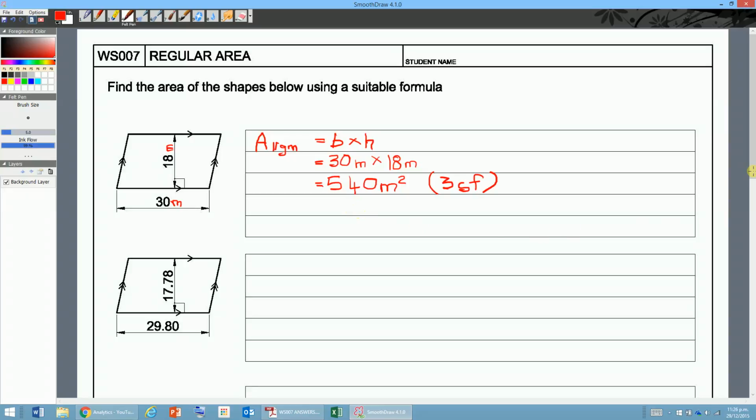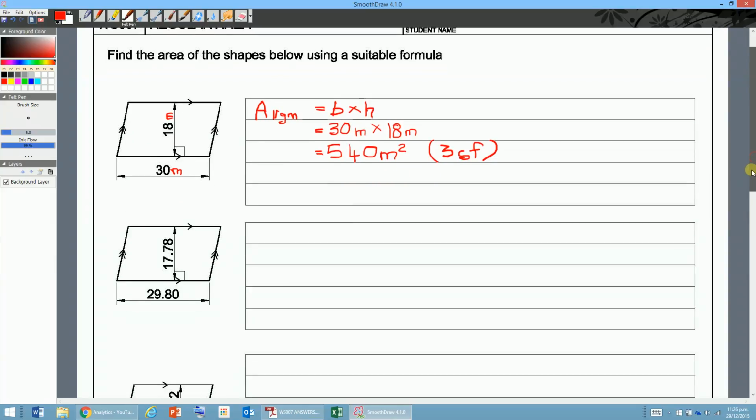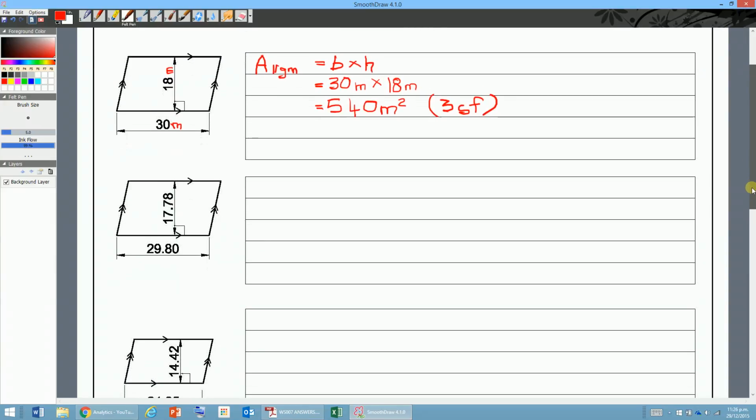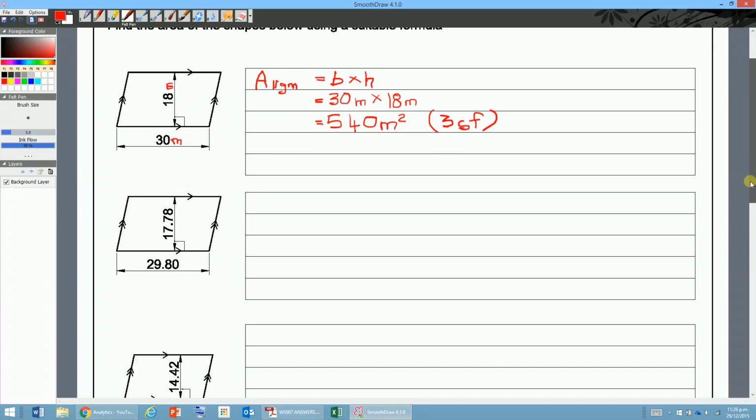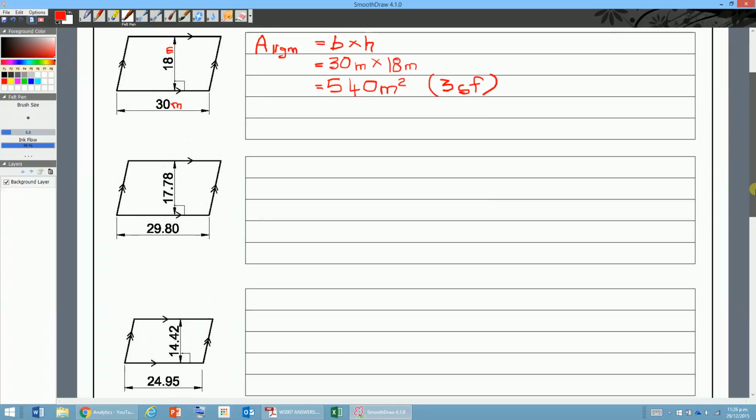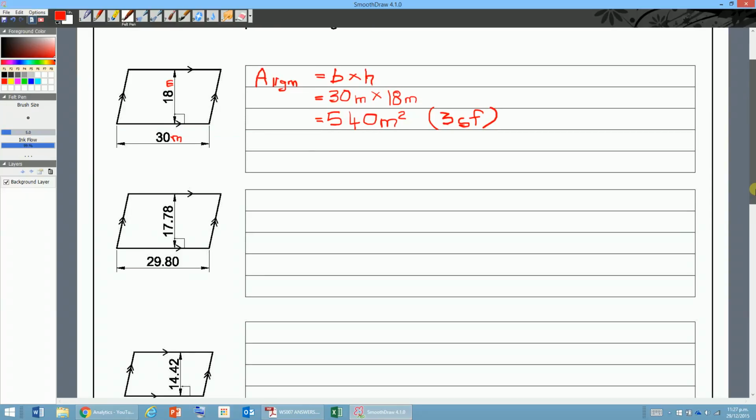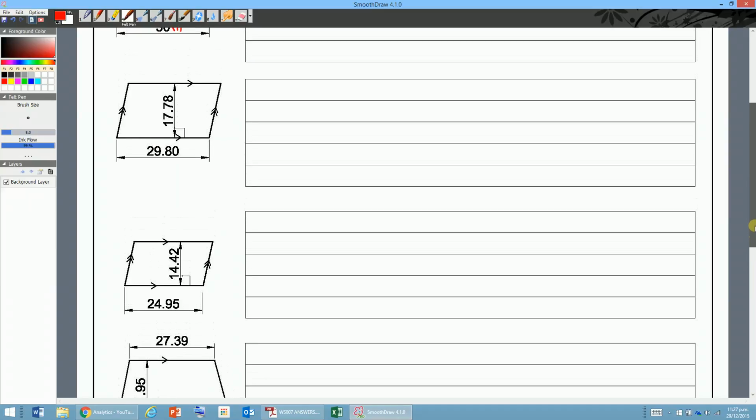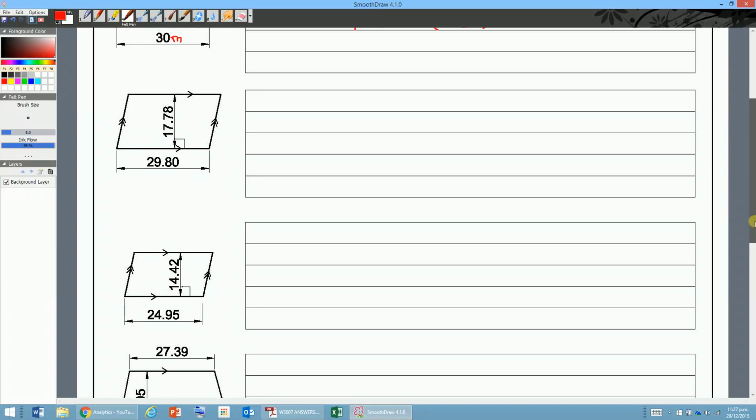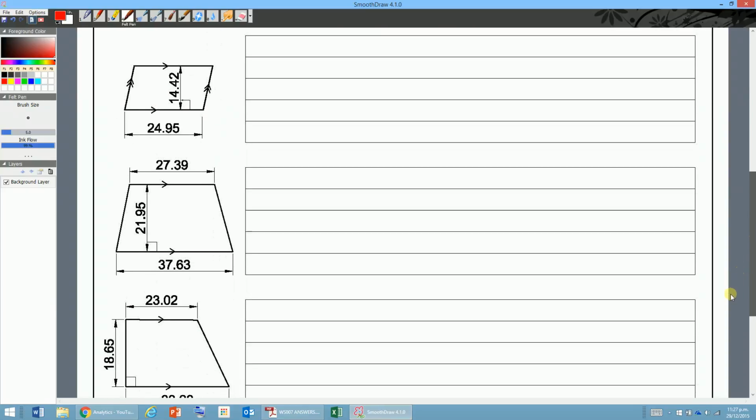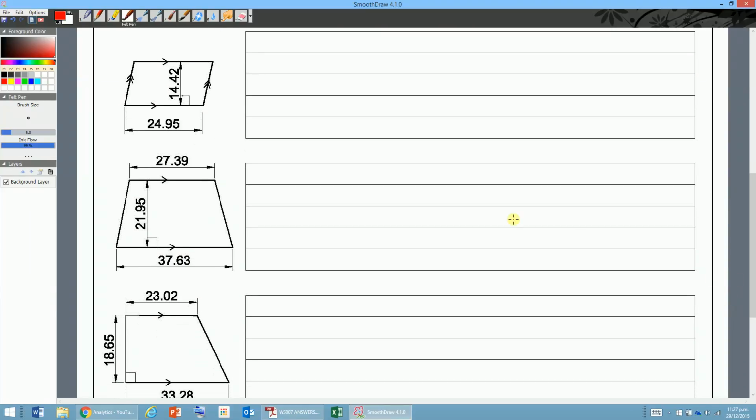Now, let's just have a look here at the next problem. It's pretty similar. It's a parallelogram with a base. I've made it slightly harder because I've got decimal points in there. So there's going to be some issues there with rounding and what have you. And then here's another one here. Again, this is a parallelogram, just slightly different.